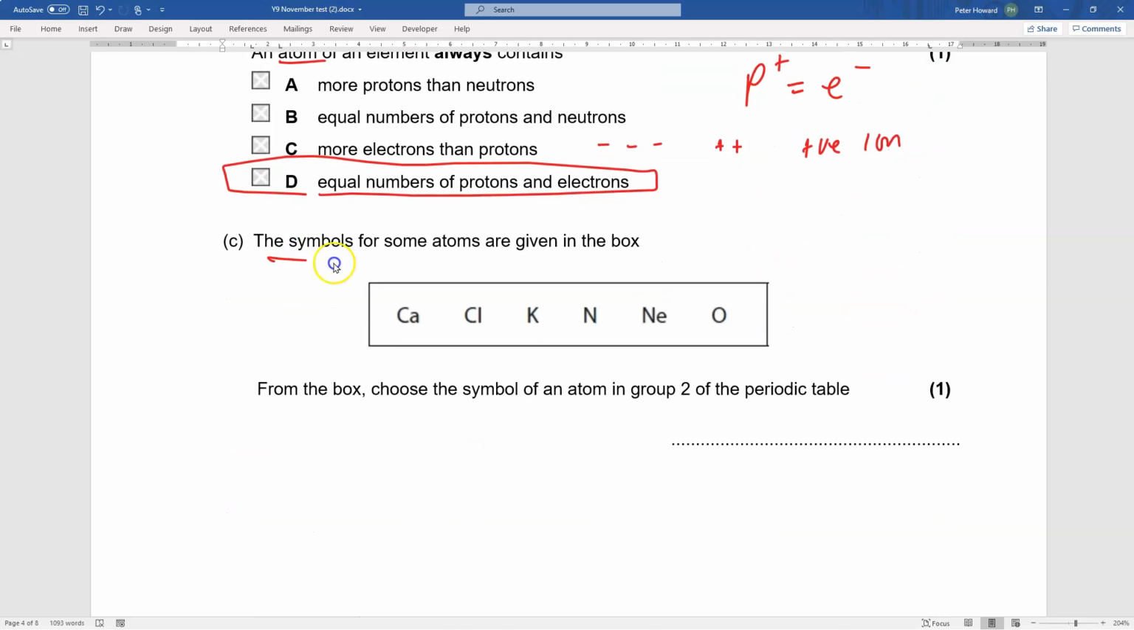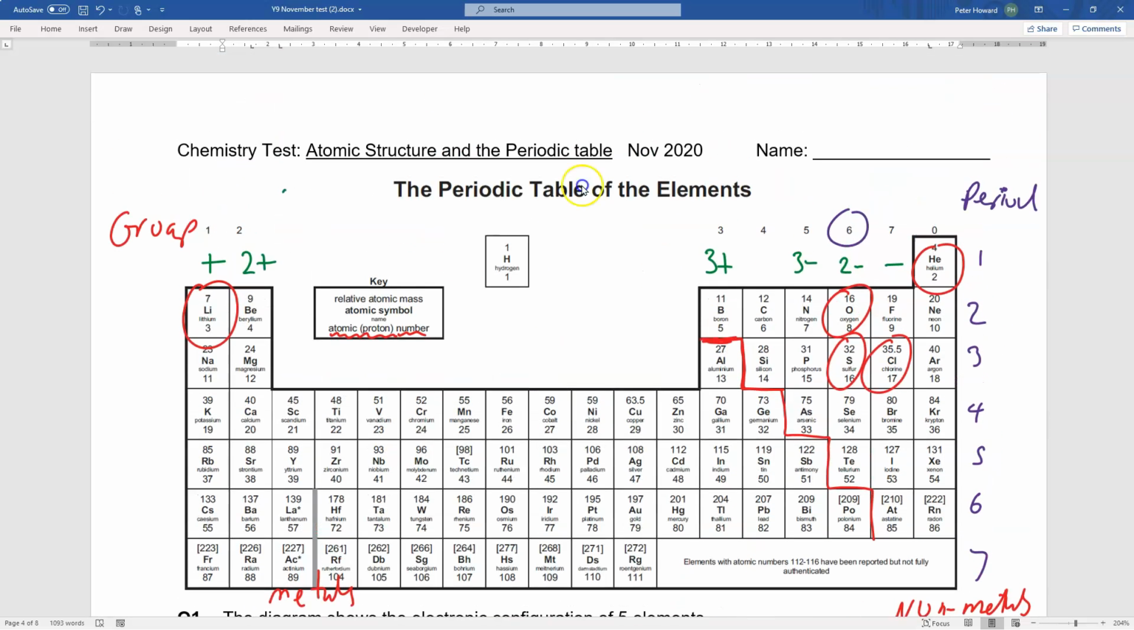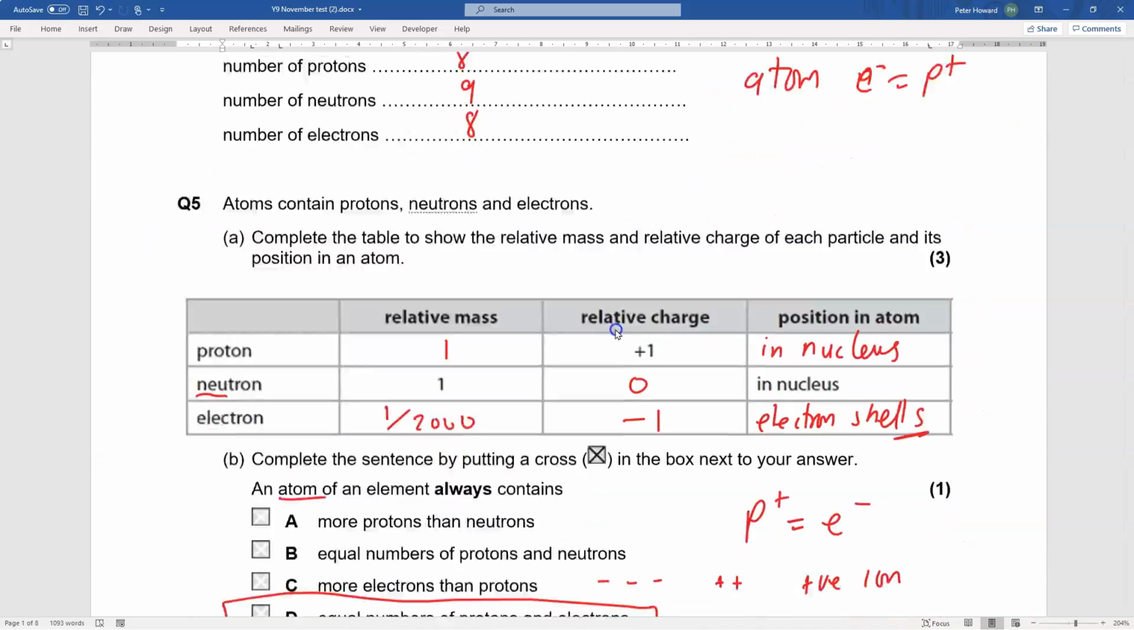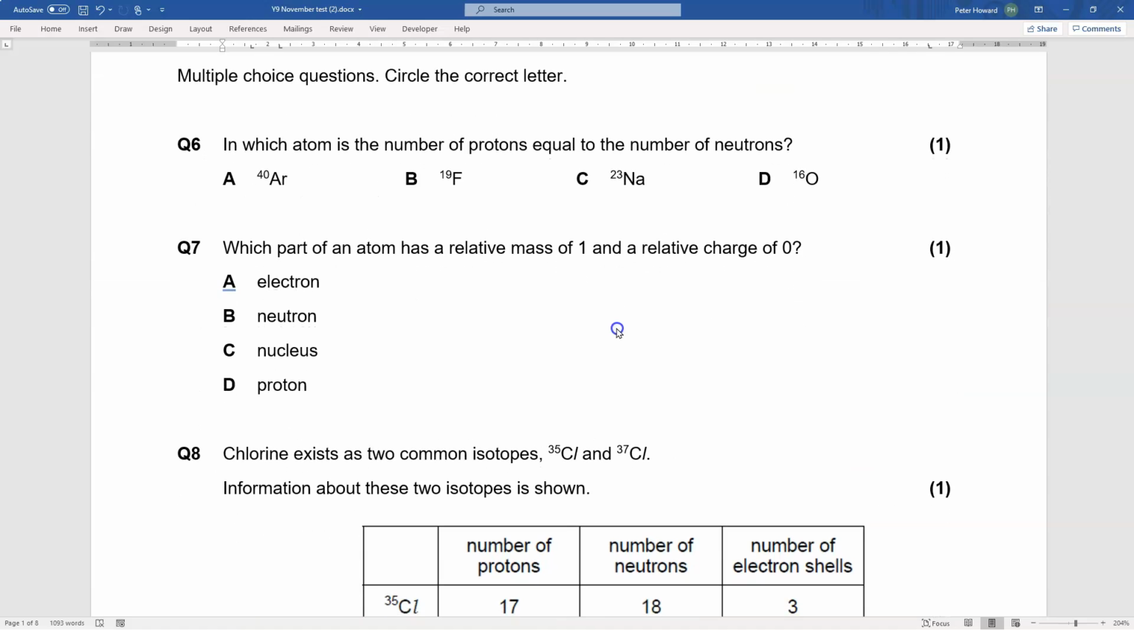Here are some symbols. Choose one which is in group 2, and it says a symbol. If we look at the periodic table, you can see we can find calcium in group 2. So it's really important to make sure you are very good at referring to your periodic table a lot of the time. So question 6, where is the number of protons equal to the number of neutrons? Again, if you use your periodic table, you can find the atomic number for each one. And the only one where this is true is this one here.